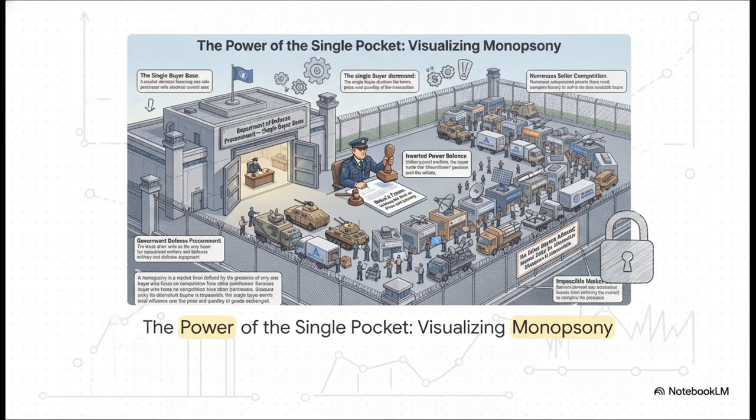Picture the government's Department of Defense purchasing highly specialized military equipment. You have numerous private firms competing fiercely to sell to them, but there is only one buyer sitting at the desk. In a monopsony, the buyer completely dictates the terms of the deal, the price, and the quantity. It is the absolute ultimate buyer's market.